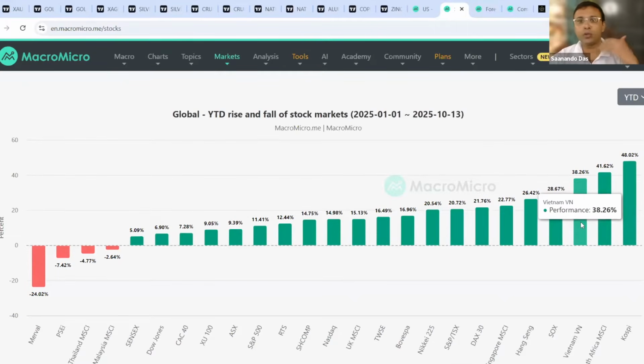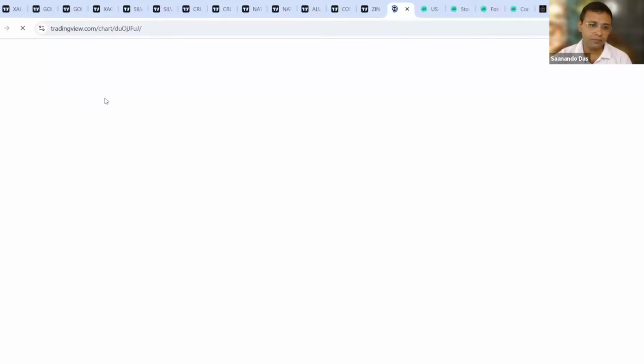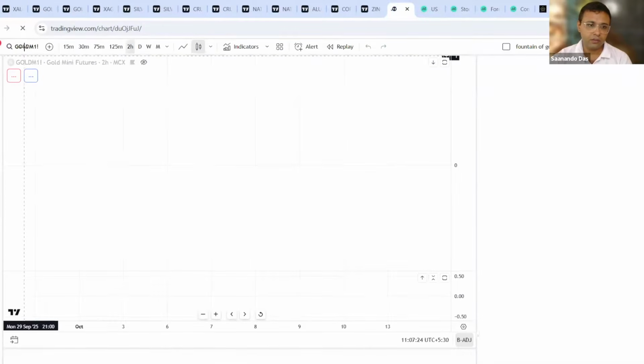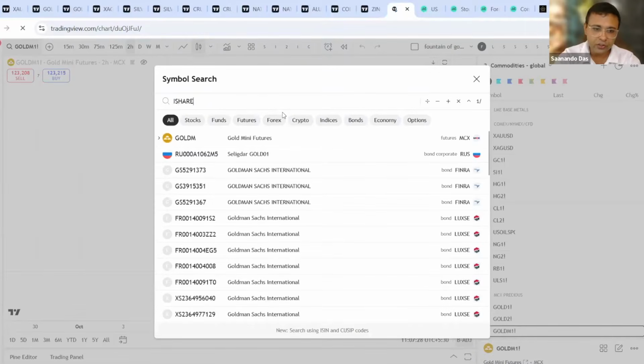If you want, you can invest in some of those markets. Like South Korea, if you want to invest, you can invest. Let me show you the ETF. You have to just go here and type iShares.